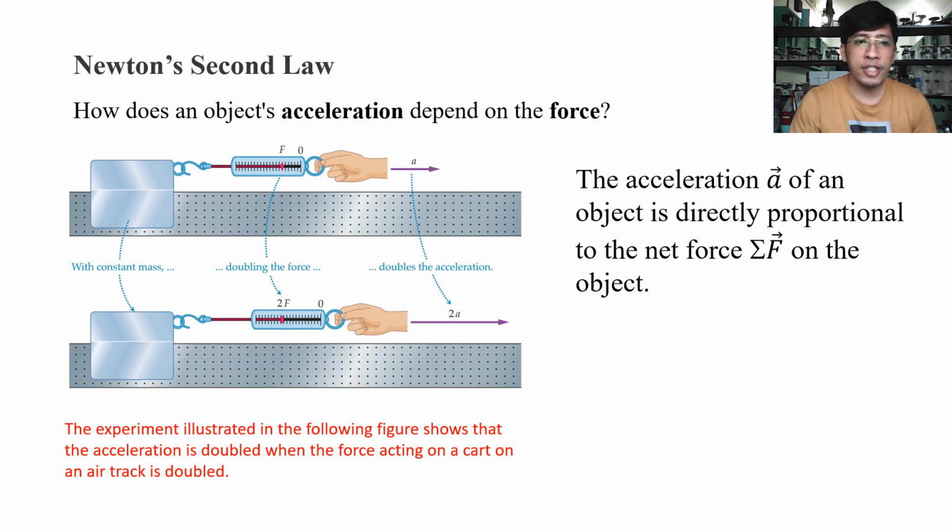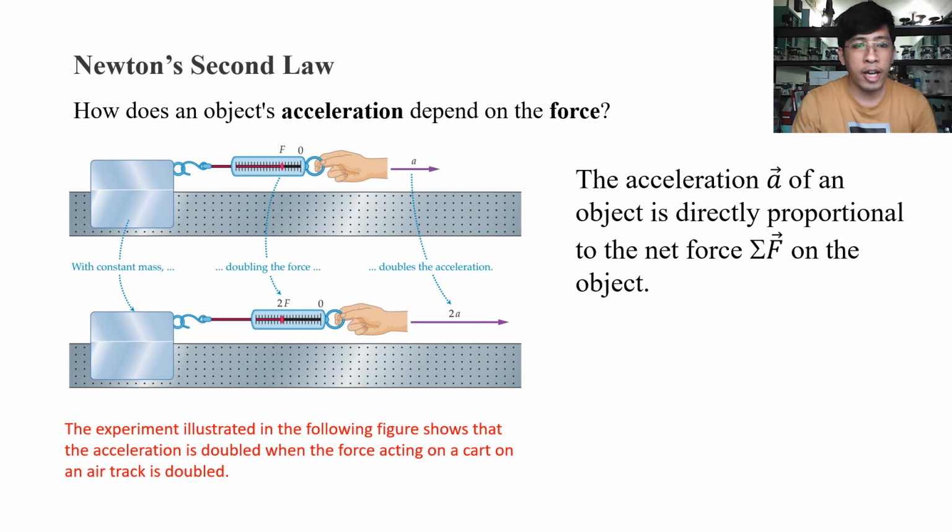So how does an object's acceleration depend on the force, or what is the relationship between your acceleration and the force that you're applying? We have here in the figure an experiment which illustrates this relationship. The figure shows that the acceleration is doubled when the force acting on a car on an air track is doubled.